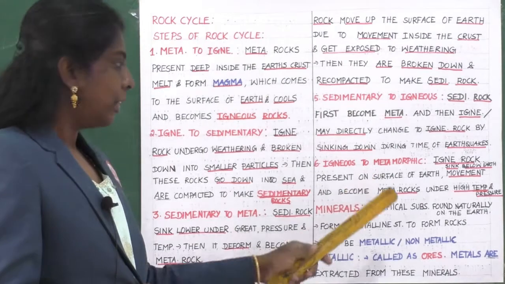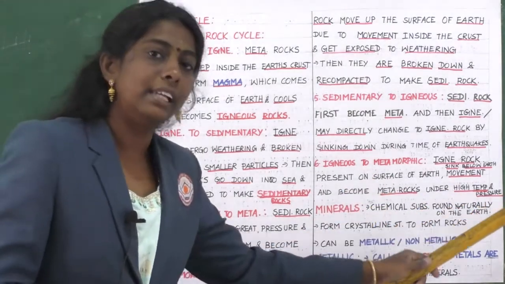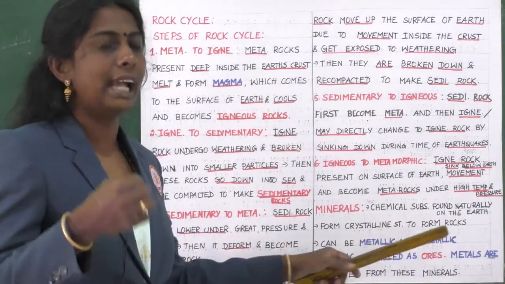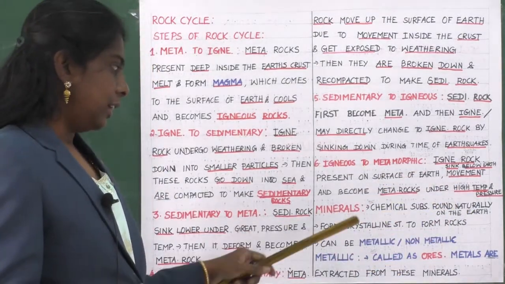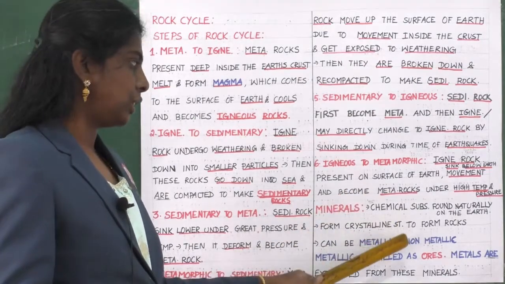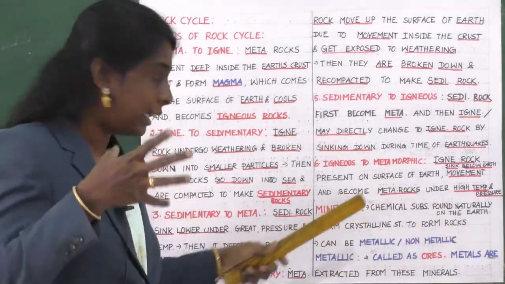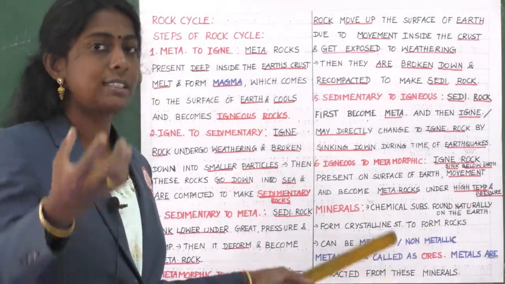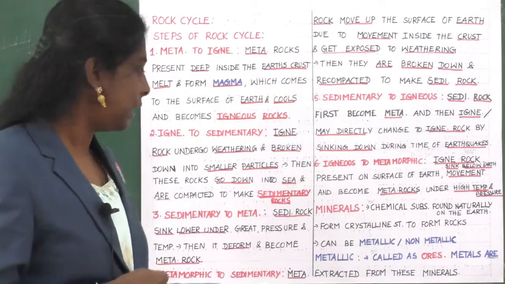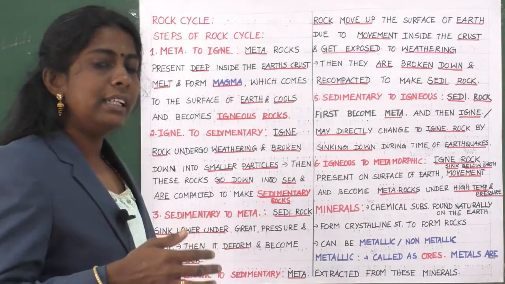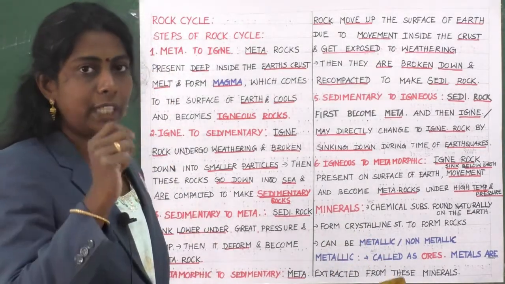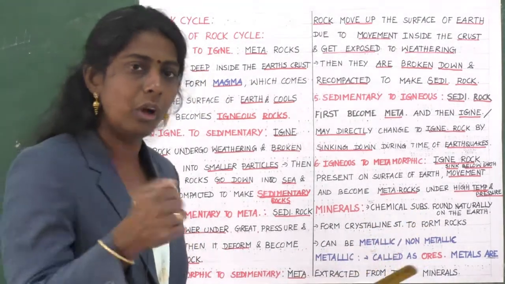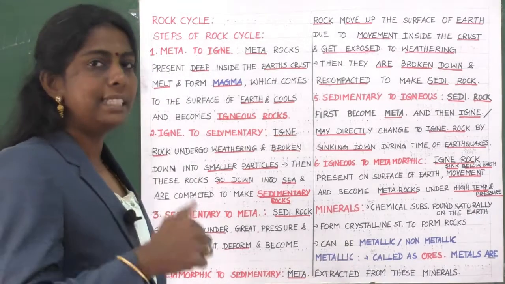Minerals are chemical substances found naturally on the earth. They form crystalline structures to form rocks. So, rocks are made up of minerals. Clear? Yes. So, these minerals can be further classified into two types, that is metallic and non-metallic. Metallic minerals and non-metallic. So, first about metallic minerals.